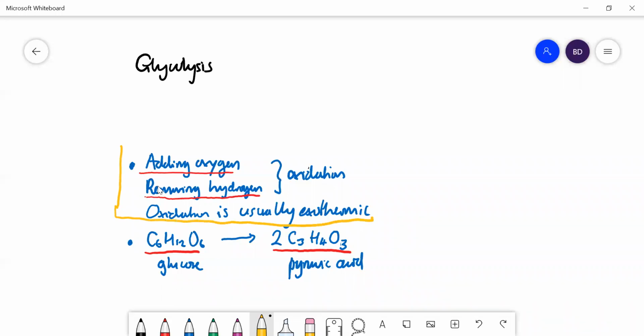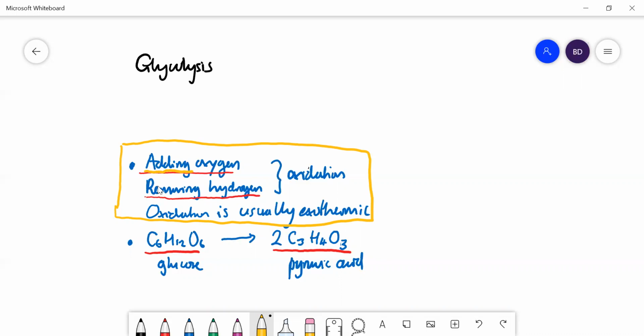Now, oxidation and reduction we normally talk about in terms of electrons. Oxidation is loss of electrons, reduction is gain of electrons, OIL RIG. In organic chemistry, it's a bit more convenient to think of oxidation as adding oxygen or removing hydrogen. Most oxidation reactions are exothermic, so let's remember that. If you burn something, that's oxidation, and it's very exothermic.